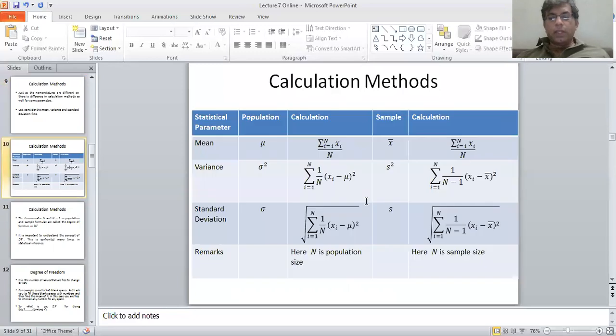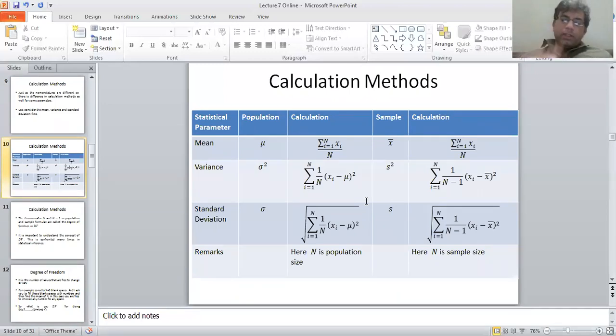There's a slight difference in the calculation methods as well. Let's see first three basic statistical parameters, which is the mean, variance, and standard deviation. When we calculate the mean, taking the data as an ungrouped data statistics, then the mean is determined very easily. That's summing up all the values and divided by total population size. In this case, for the population, capital N is indicating the population size. But for the case of the mean of the sample, it is summing up all the values and then dividing it with the total sample size.